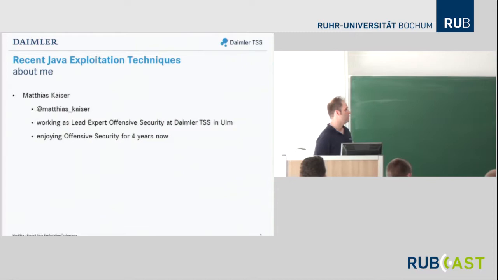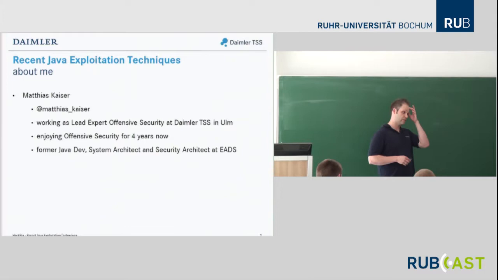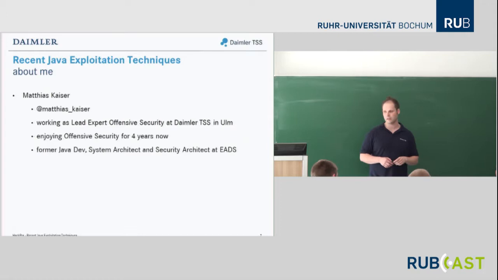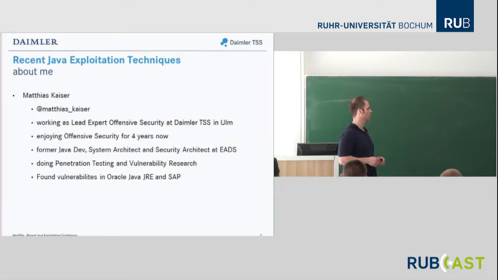So I'm doing offensive security for 4 years now. In the past, I was working for EADS as a Java dev, Java system architect, and also security architect. So Java exploitation is more a hobby for me. I do pen testing and research, and I found one bug in the Java JVM or an Oracle JRE, and also some bugs in SAP. By the way, SAP is easy, so you can find a lot of bugs there.